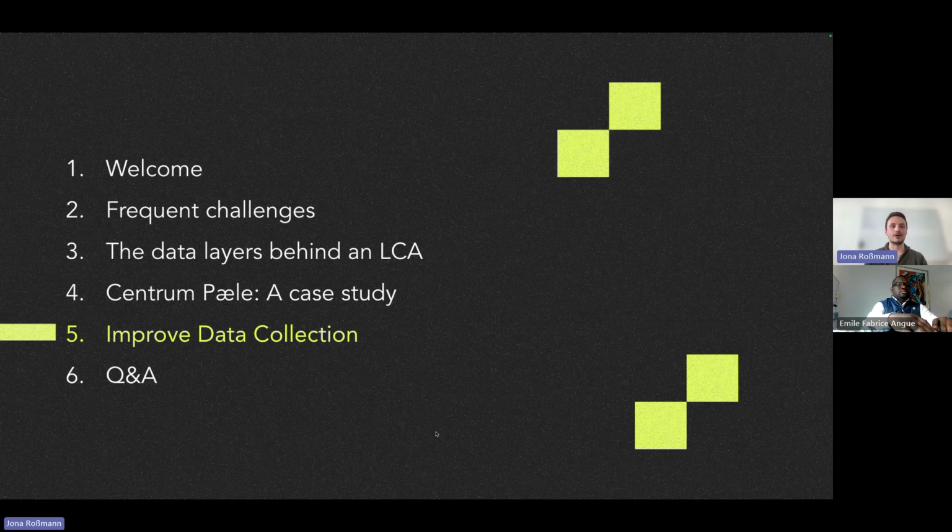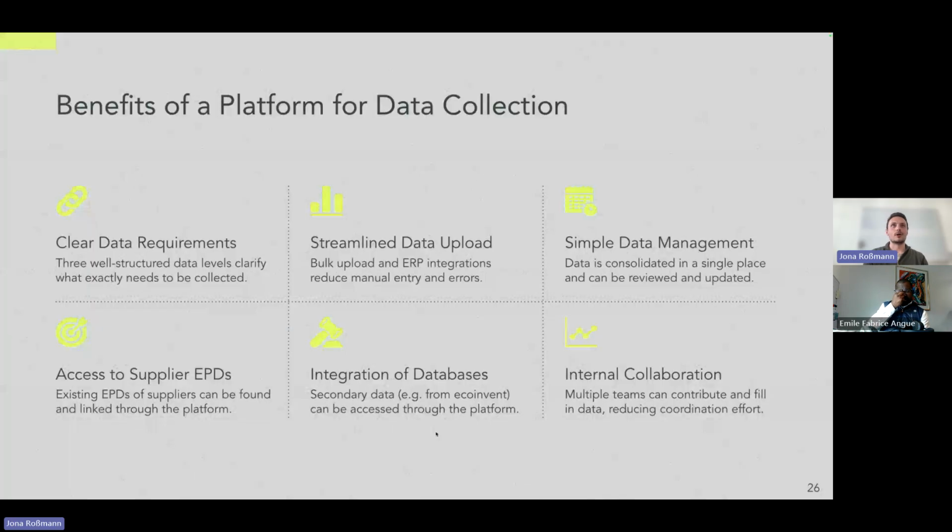We, of course, want to give you some things at hand, how we think you can improve your data collection, and also why we think that the platform is helpful in that regard. So what are the key benefits of a platform for data collection in EPD summarized? It is clear data requirements. You're guided through a structure with 3 columns basically that clarify what exactly needs to be collected in what format. So there is not so much room for interpretation anymore.